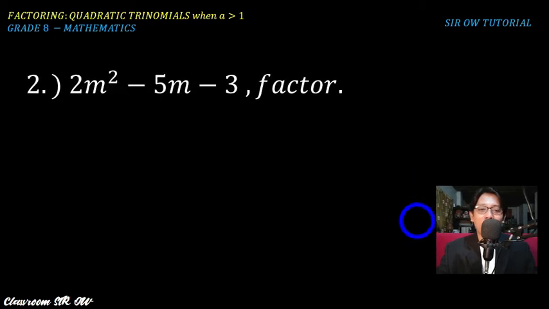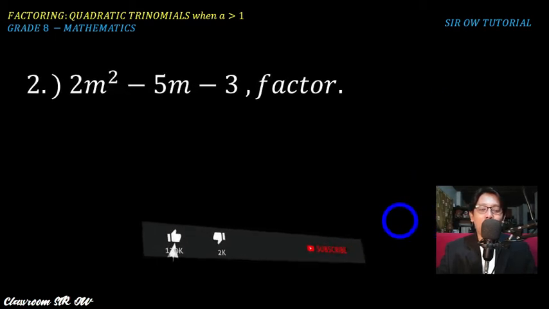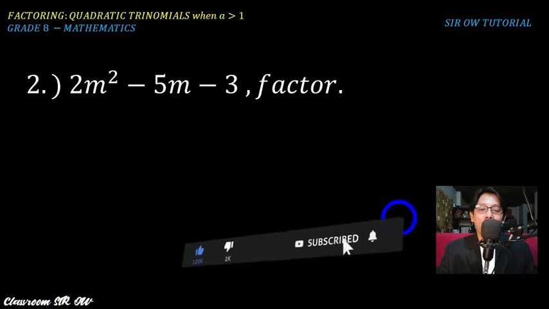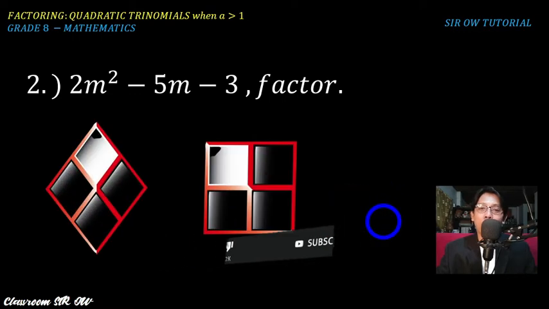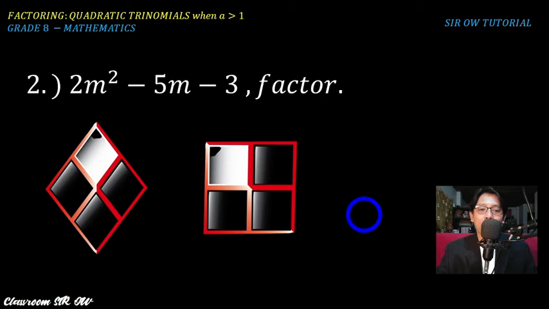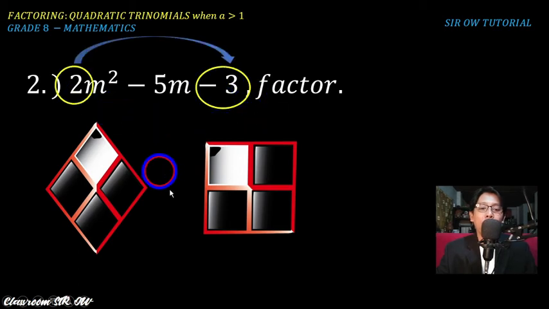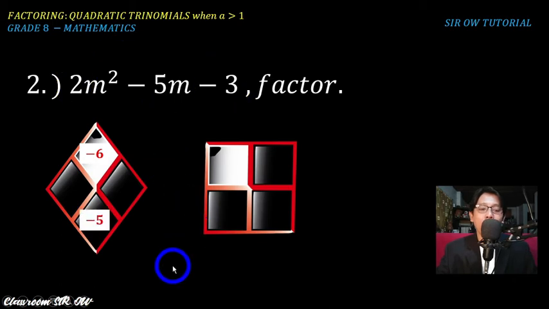Question number 2. Let us say we are asked to factor 2m squared minus 5m minus 3. Okay, the same process, we will be using the diamond and the box method. If you notice, the top portion of our diamond, we will multiply the leading coefficient, or the coefficient of the quadratic term, by the constant term, which is negative 3. So we will multiply them, and of course, that gives us negative 6. And the bottom part of our diamond is the coefficient of the linear term, and that is negative 5.